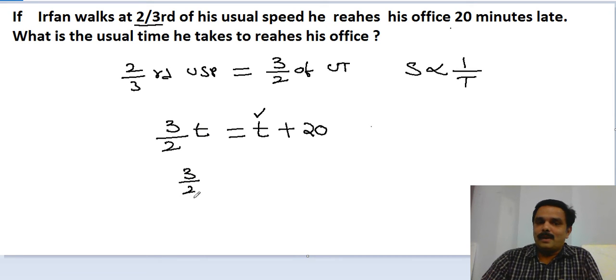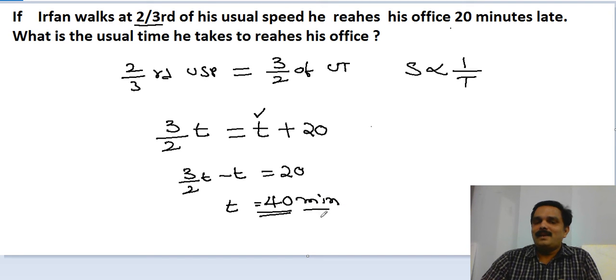You will get 3 by 2 of usual time minus usual time is equal to 20. Solve this one, you will get T is equal to 20 into 2, 40 here, right? So generally he takes 40 minutes.